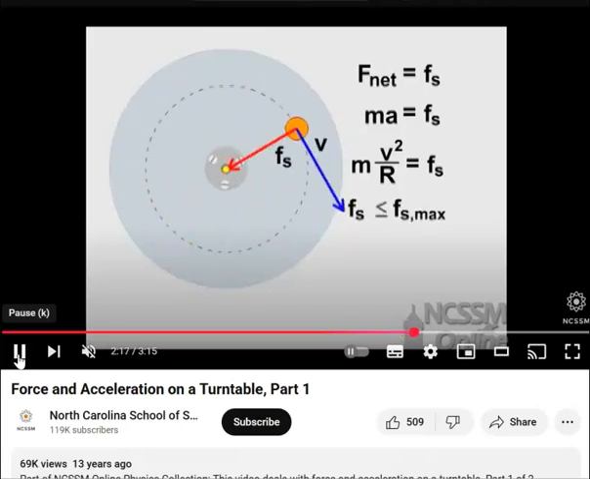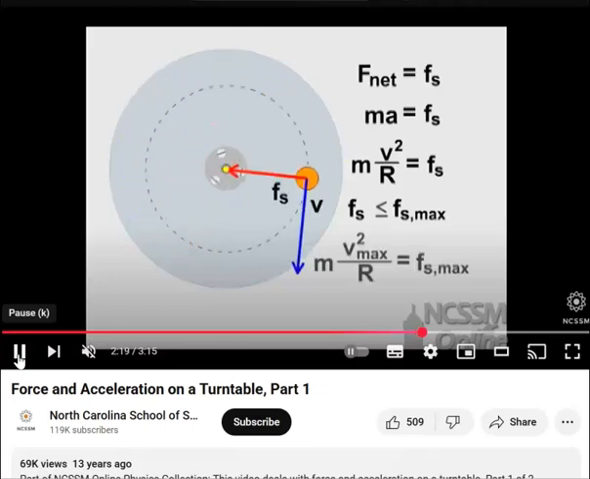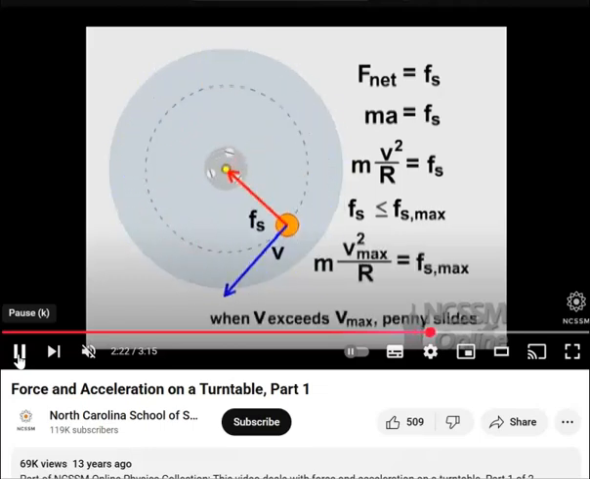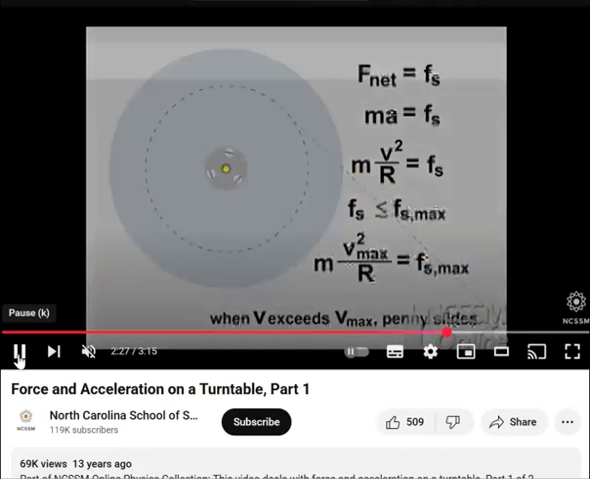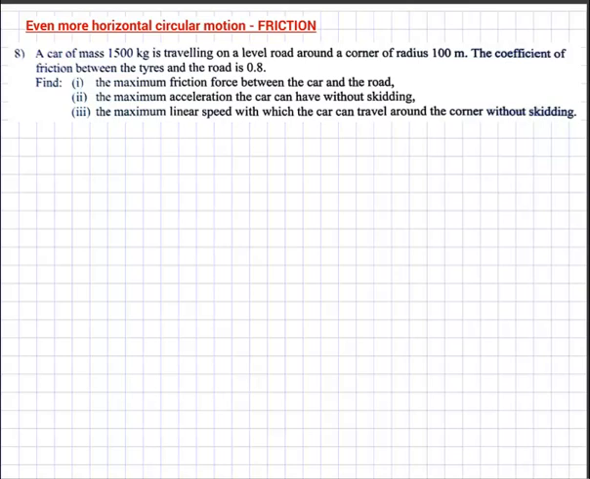So that force, the maximum force that can occur because of the friction that can occur, and we'll look at how we can work that out. As soon as that friction gets too much, as soon as it speeds up too much, the penny slides. So let's look at a question where we've got that scenario.